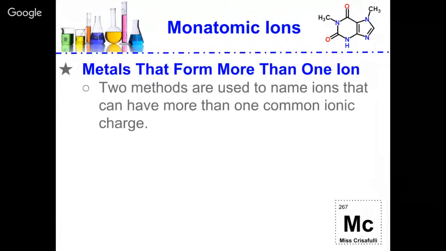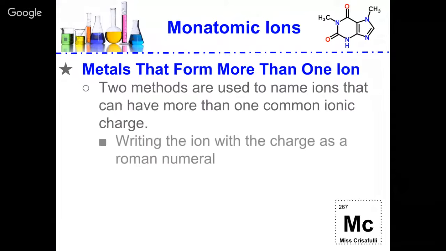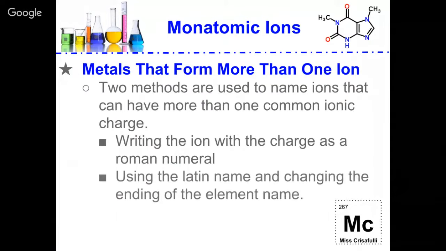So there are 2 methods that are used to name ions that can have more than one common ionic charge. The first thing is to write the ion with the charge as a Roman numeral. And then the second one is using the Latin name and then changing the ending of the element name.